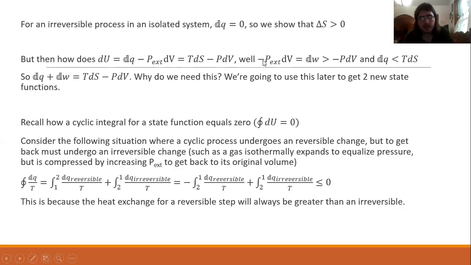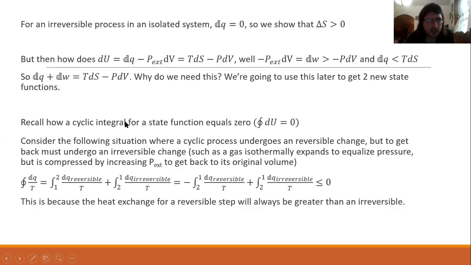Well, negative P external dV is equal to what? dW. Say work is greater than negative PdV. dQ is less than TdS, so heat plus work is equal to TdS minus PdV. Now, why would we need this? We're going to use this later on in the next chapter to get two new state functions. The idea that heat plus work equals TdS minus PdV.